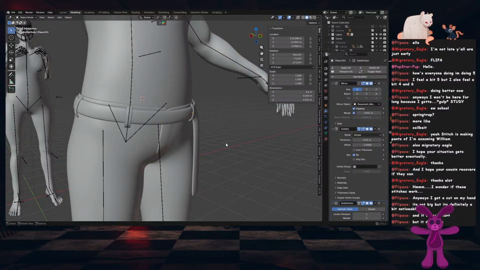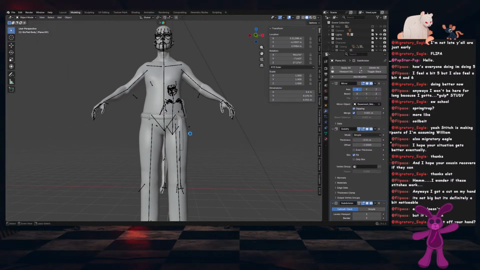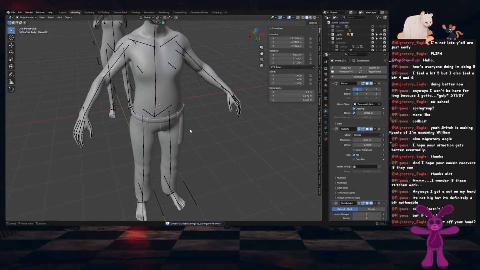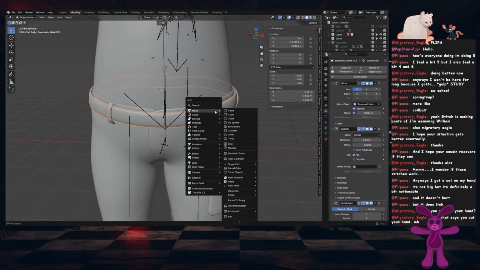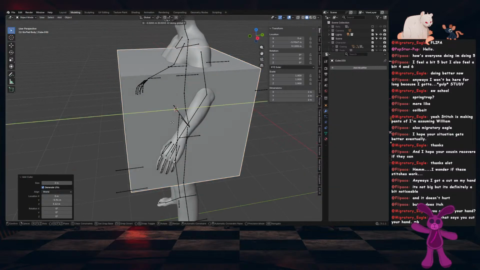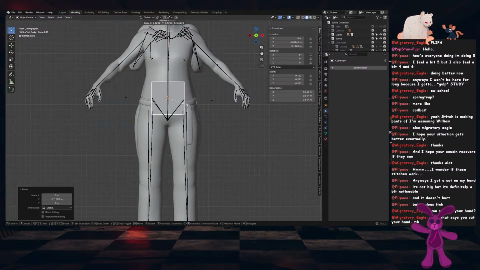I just got a cut on my hand. Not bad, but it's definitely a bit noticeable. It doesn't hurt, but it does itch. Wow. How'd you manage to do that? Why is Run Rabbit in this playlist? That was weird.